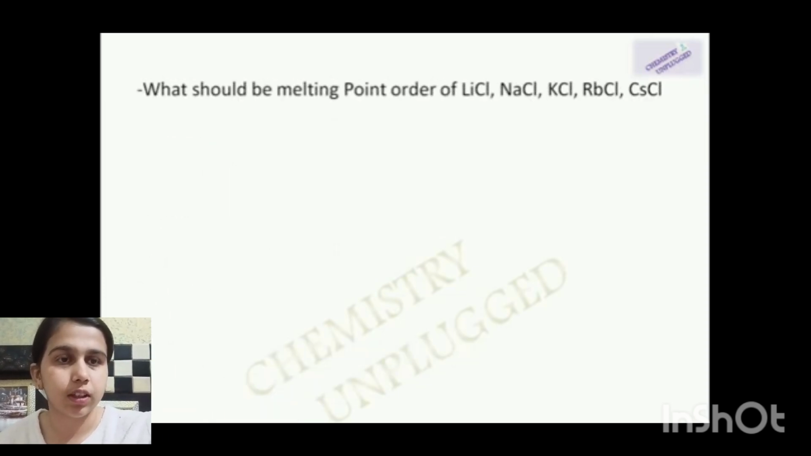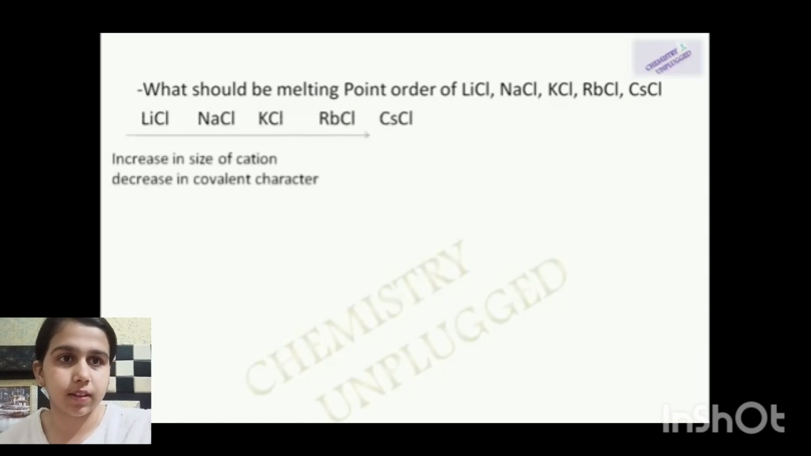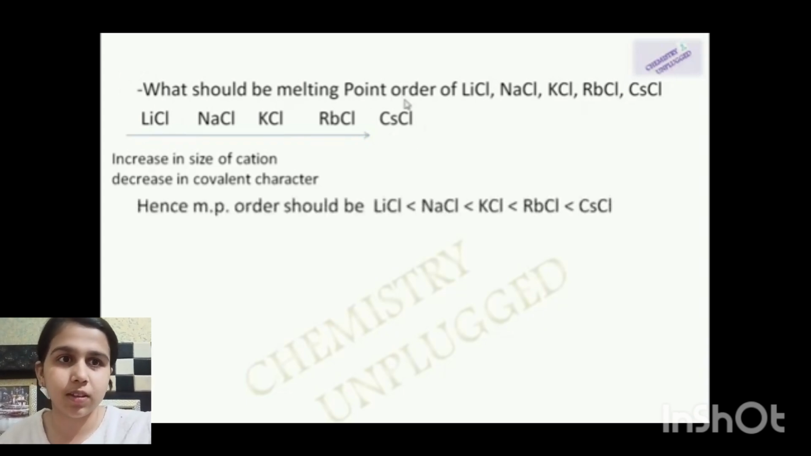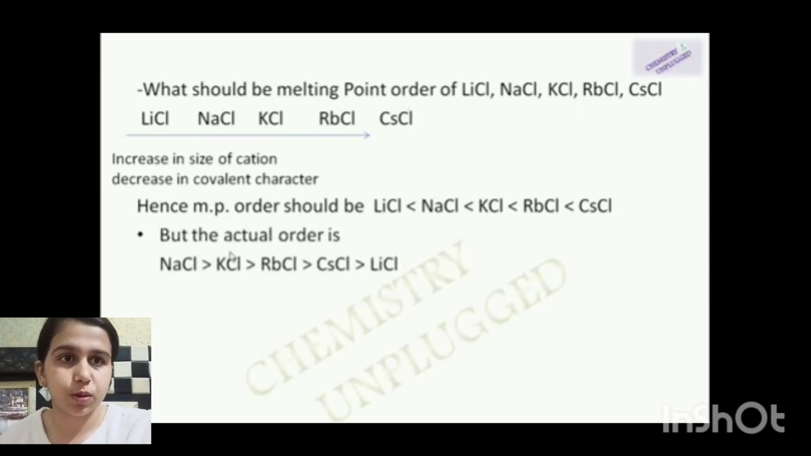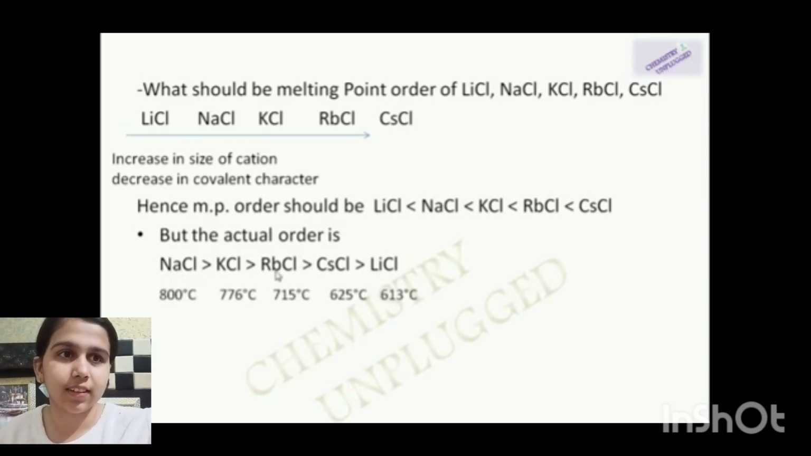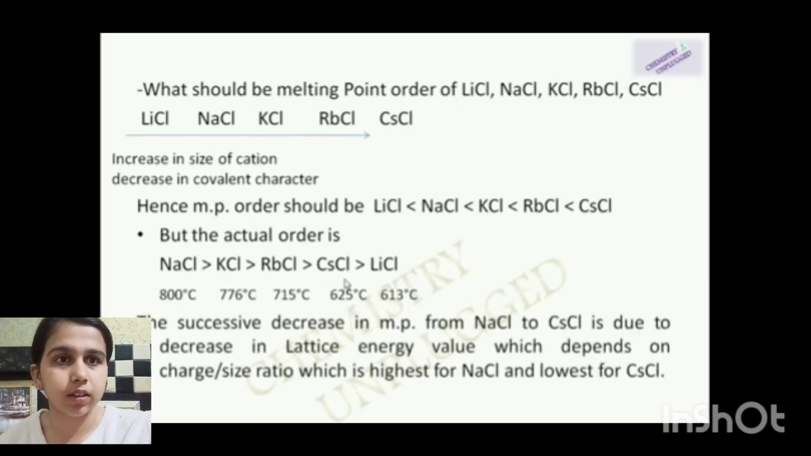Next, what should be the melting point order of LiCl, NaCl, KCl, RbCl and CsCl? There is an increase in the size of the cation as we go down the group, meaning there is a decrease in covalent character. So LiCl should have the smallest melting point and CsCl should have the maximum melting point, but the actual order is that NaCl has the maximum melting point, LiCl the minimum. LiCl has its melting point according to Fajan's rule, but NaCl and the other alkali halides do not follow Fajan's rule, and there is a successive decrease in the melting point from NaCl to CsCl, because there is a decrease in lattice energy value.